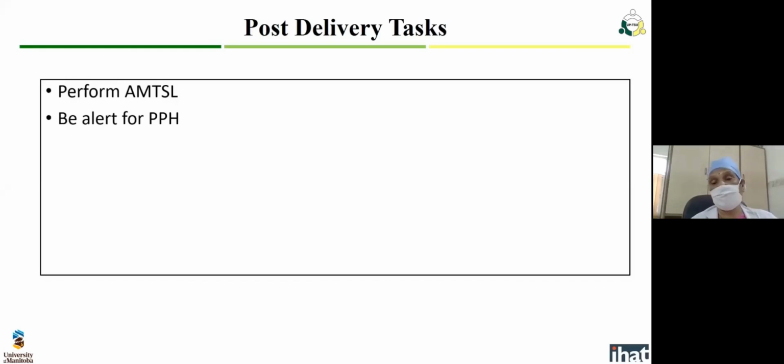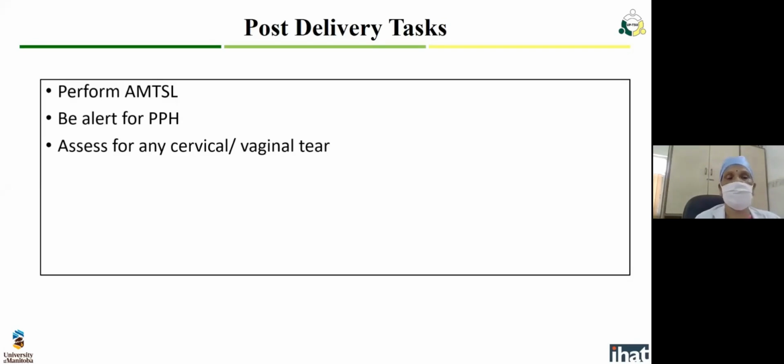So be alert for PPH. इतनी देर हो गयी है, there are chances of atonic PPH, and you are doing all the manual maneuvers, so there are chances of traumatic PPH. Both can occur in this patient. Always after the active management of third stage of labor, assess any cervical tear, vaginal tear, extension of any episiotomy, perineal tear, that should be taken care of.